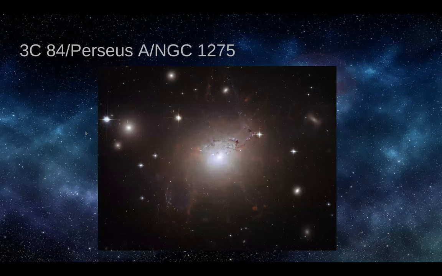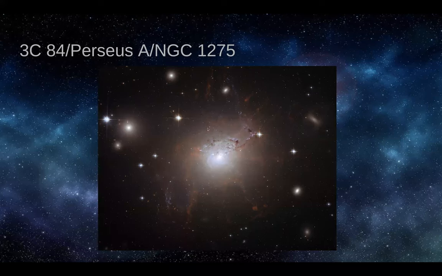To give another example, this is 3C84, one of my favorite sources, which is the center of the Perseus cluster, so it's known as Perseus A or NGC 1275. And you have this beautiful image, which is an overlay of a Hubble Space Telescope image and some X-ray images. And as you can see, it's a very beautiful source.